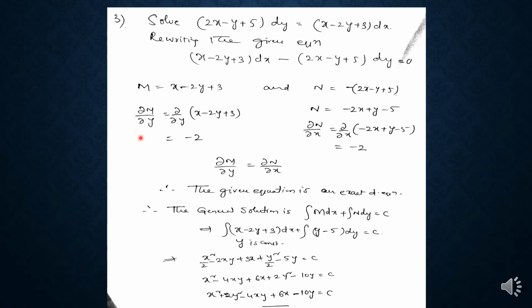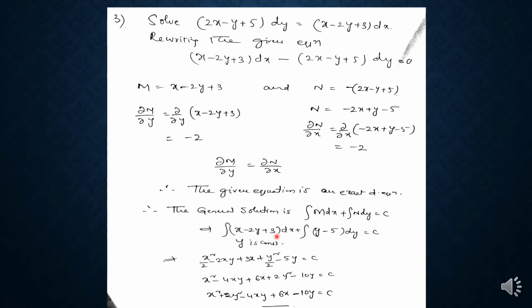Now after finding dou M by dou y and dou N by dou x, they are equal, that is equal to minus 2. So the given equation is an exact differential equation. Then the general solution is integral M dx plus integral N dy is equal to c.